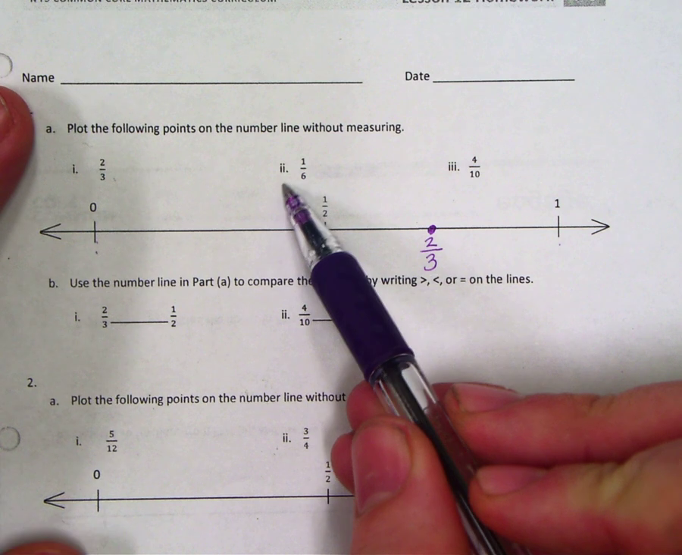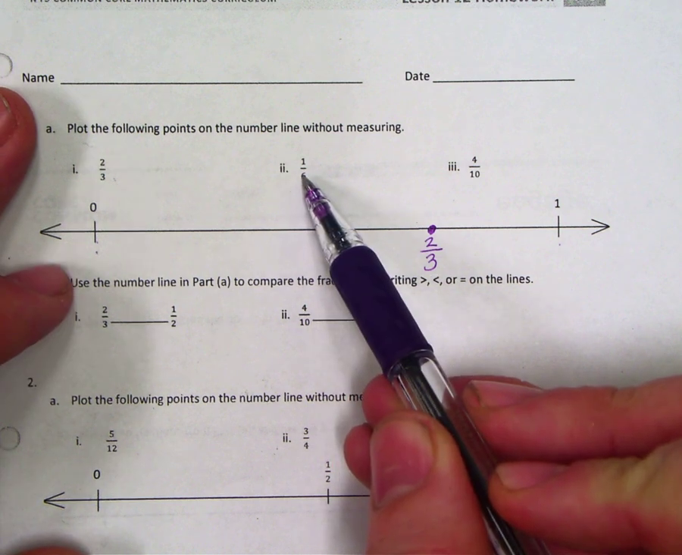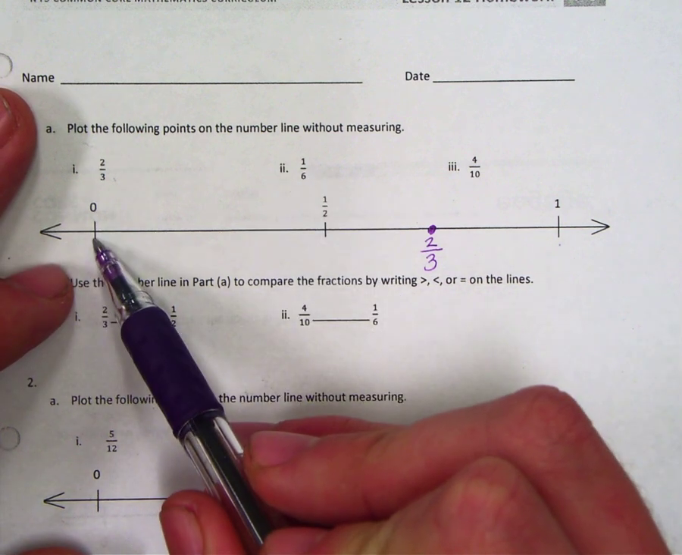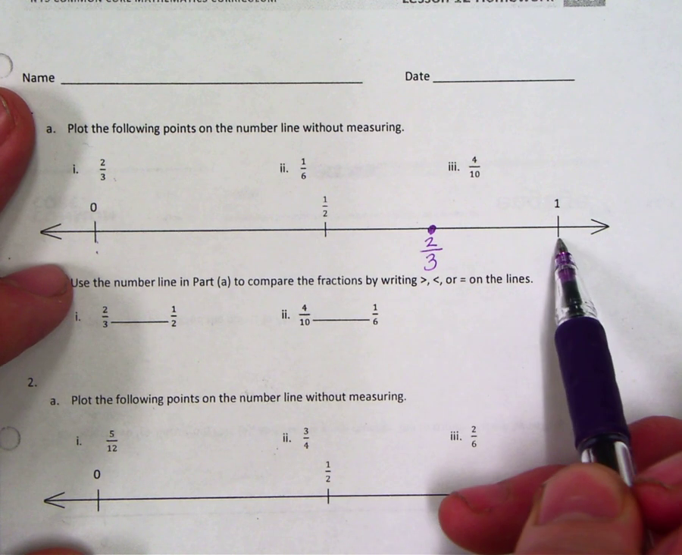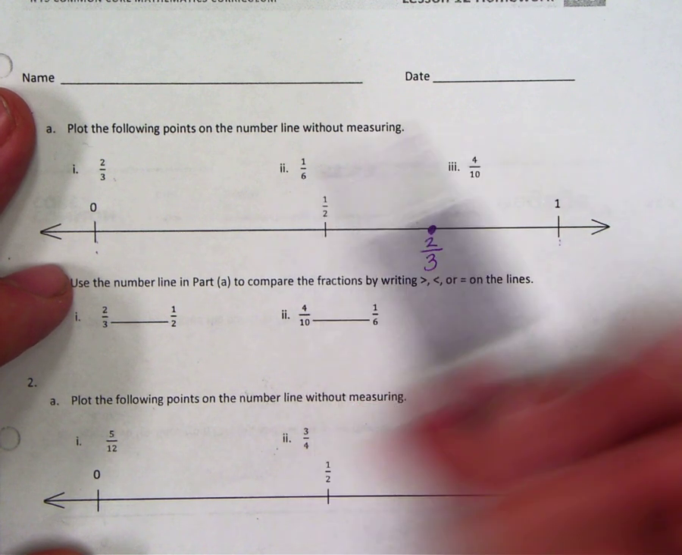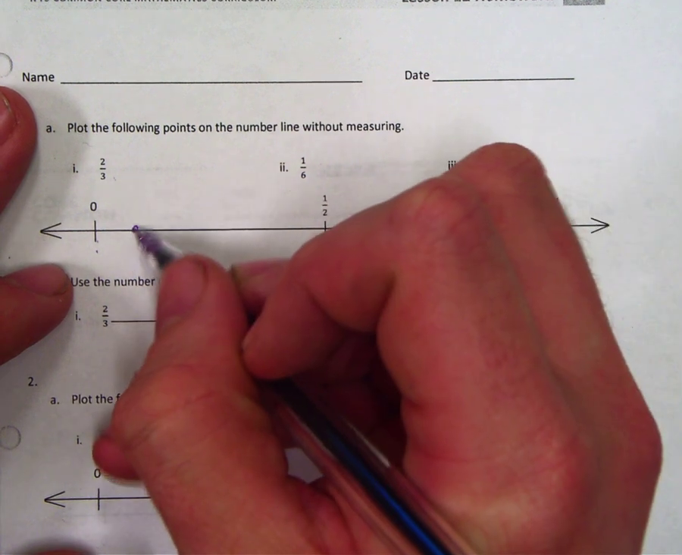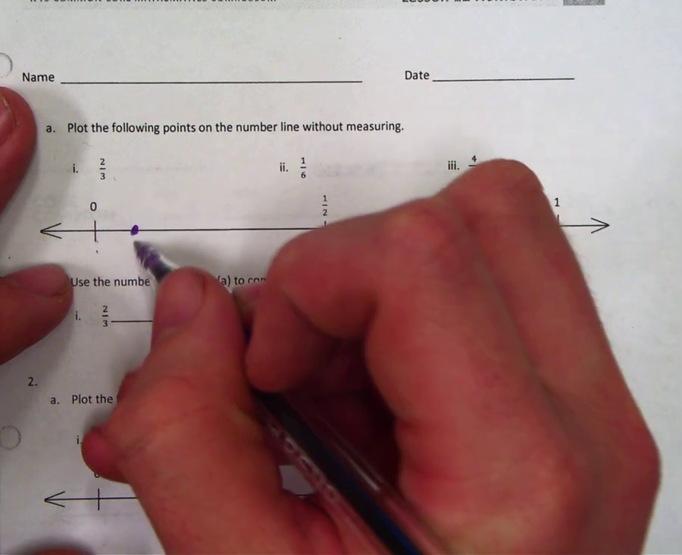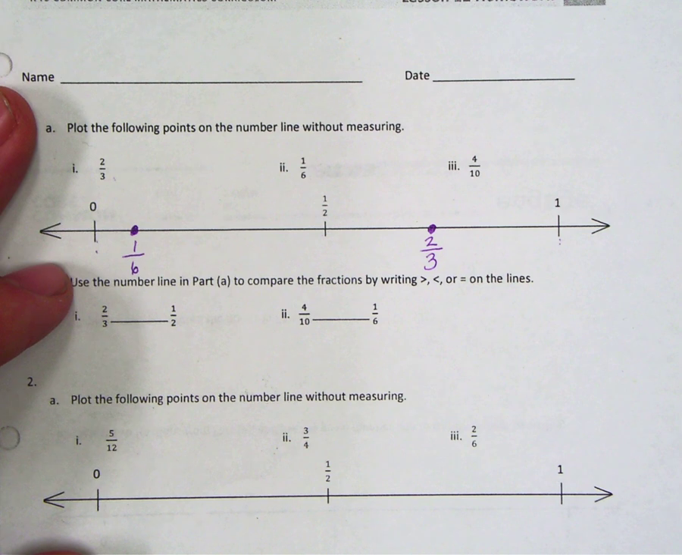Now, for 2, it says 1/6. So we're going to think, okay, 0/6, 6/6, 3/6. And we're going to think about what is 1/6 closest to. Oh, 1/6 is closer to 0 than anything else. We're going to mark there.